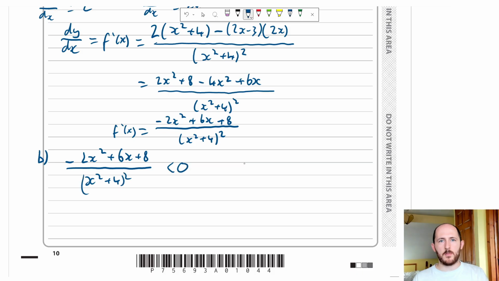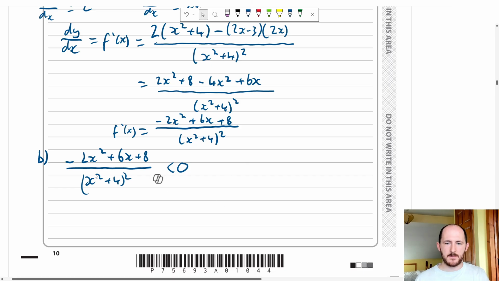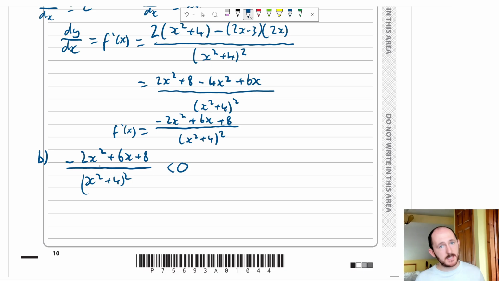Now, a really common thing for people to do is they'll times both sides by x squared plus 4 squared, and there you go. Then you just have a quadratic. And I'm going to be honest with you, that works in this case, and it works in a lot of cases. But in general, you do not want to cancel anything that has x's in it. The reason is you miss values.